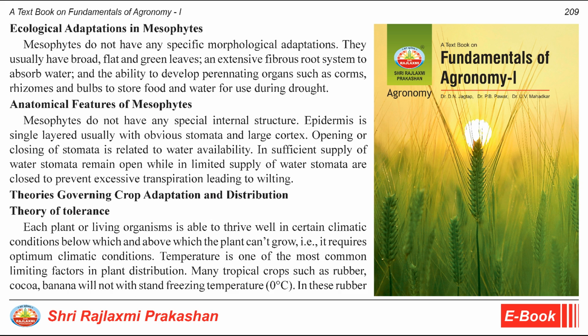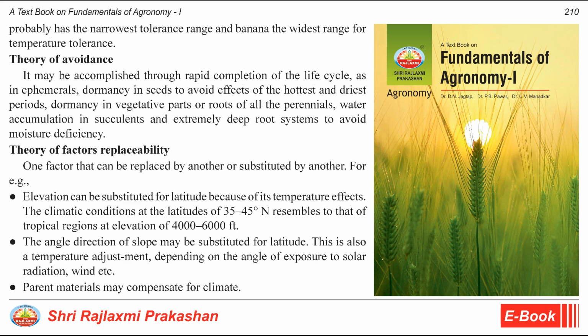Theories governing crop adaptation and distribution. Theory of tolerance. Each plant or living organism is able to thrive well in certain climatic conditions, below which and above which the plant can't grow, that is, it requires optimum climatic conditions. Temperature is one of the most common limiting factors in plant distribution. Many tropical crops such as rubber, cocoa, banana will not withstand freezing temperature, 0 degrees Celsius. Among these, rubber probably has the narrowest tolerance range and banana the widest range for temperature tolerance.